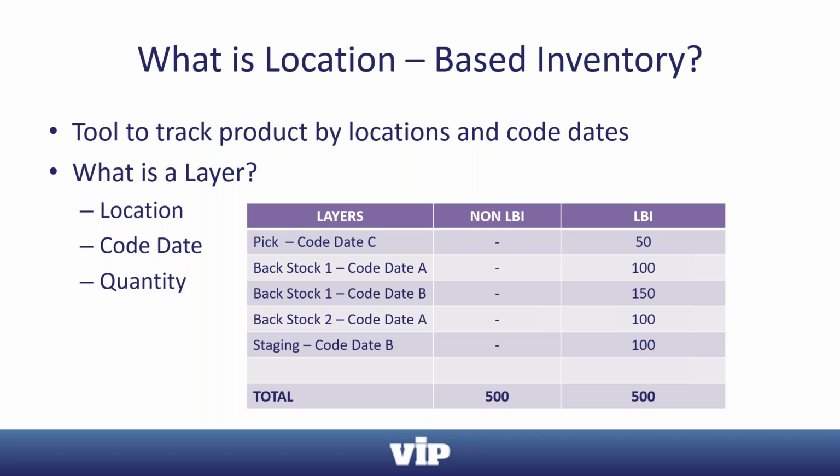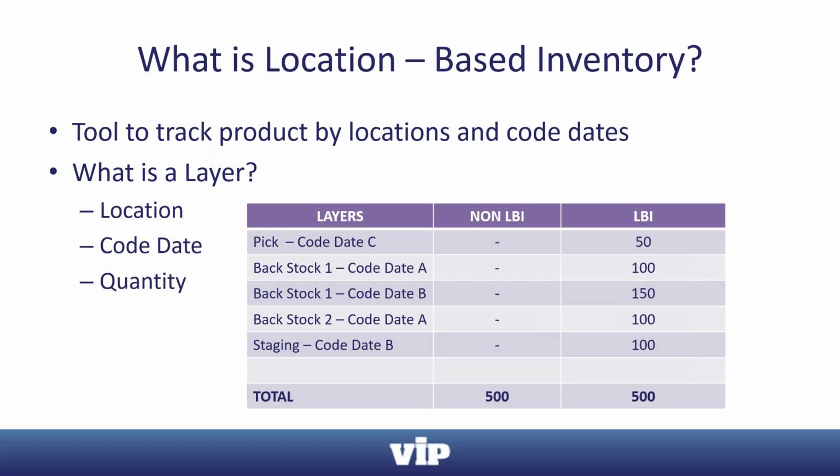I can see 500 cases. I don't necessarily know where they are, but that's how much I have. When I turn LBI on, though, we then build layers. So now we can see that we have a pick location. We have a couple of backstock locations. We even have a backstock location that has multiple code dates in it.